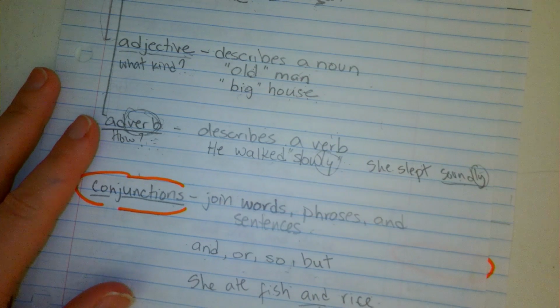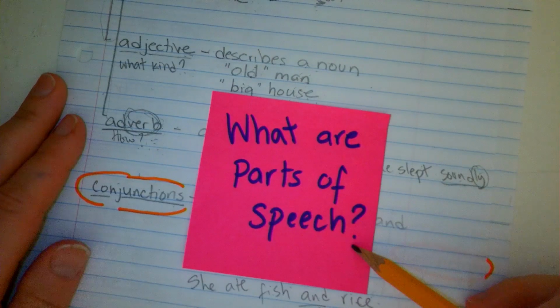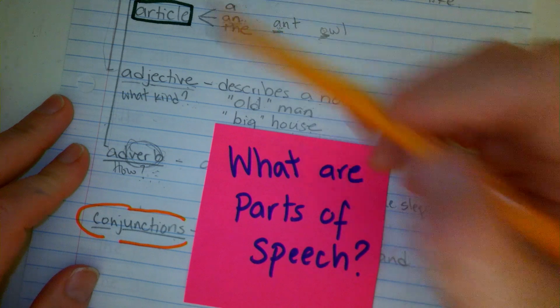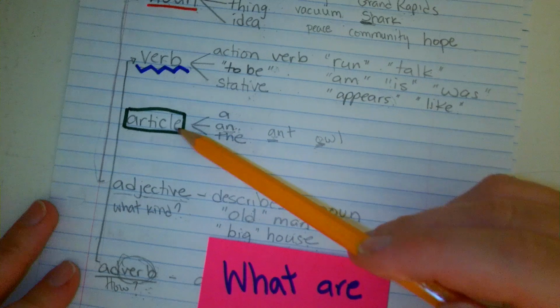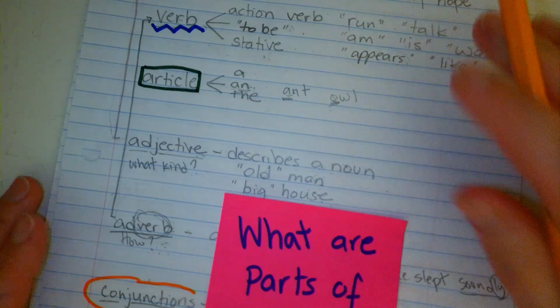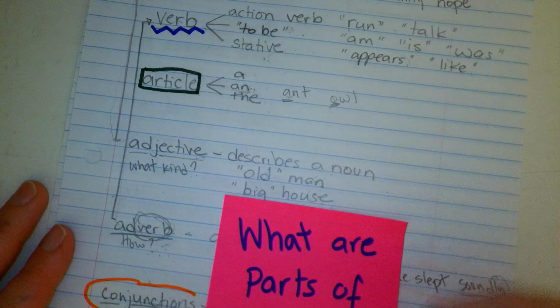Okay, that's our overview. What is a part of speech? Parts of speech are these categories here: noun, verb, article, adjective, adverb, and conjunctions. There are others, but these are the main ones we're going to study.